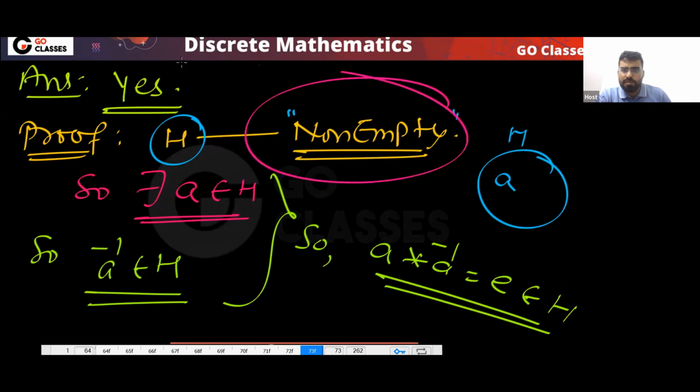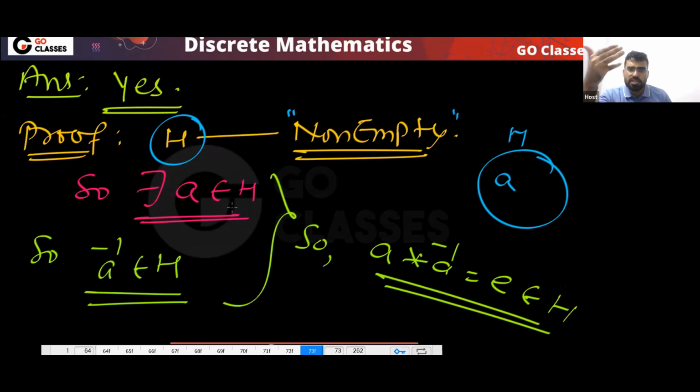See, H is non-empty, so there is at least one element. And you are saying that its inverse is also there, and that the closure property is satisfied. So I can say yes, the identity element will be there in H.